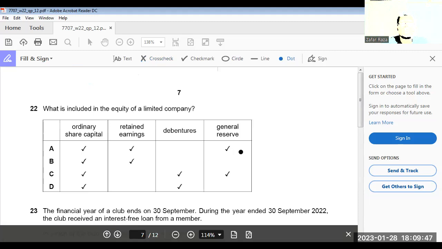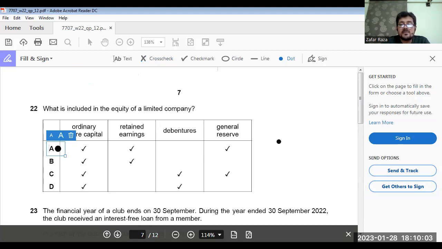What is included in the equity of a limited liability company? Ordinary share capital. Okay. Retained earnings. Okay. General reserve. Yes. So option A should be the answer. Debentures cannot be included in the equity. They are part of long-term liability.